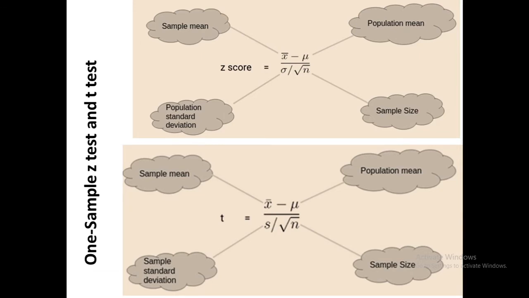Now we can say, for one sample Z test and T test, we perform the one sample Z test when we want to compare a sample mean with the population mean, and we perform the one sample T test when we want to compare a sample mean with the population mean. The difference from the Z test is that we do not have the information on population variance here. We use the sample standard deviation instead of population standard deviation in this case.